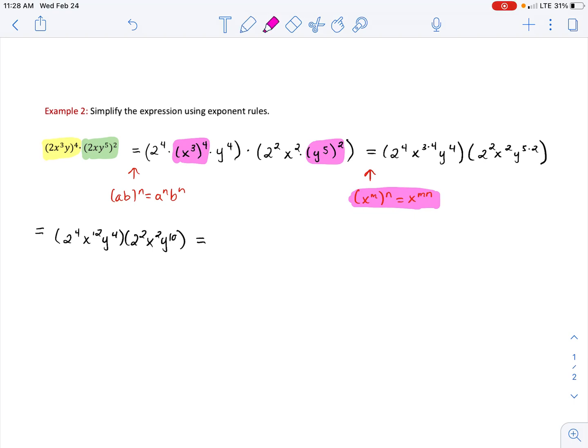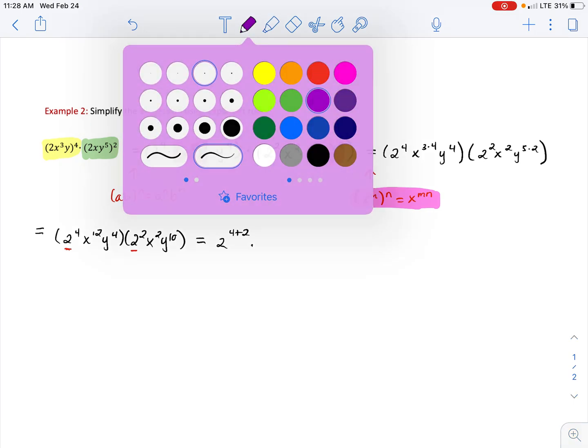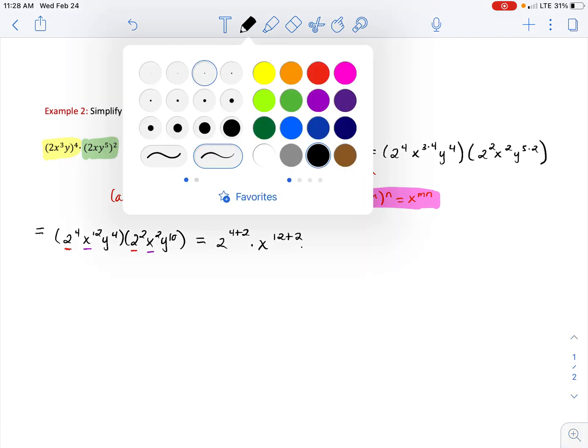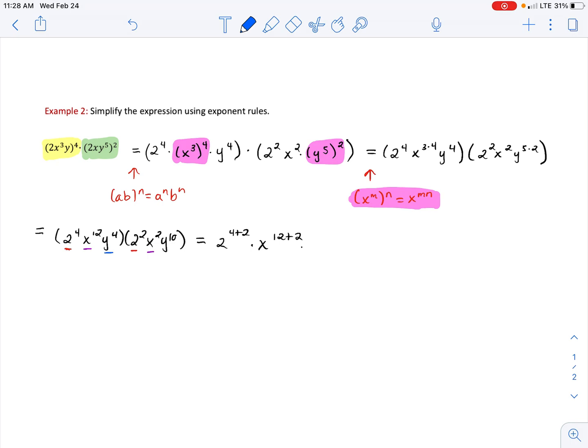And so what I notice here is that these 2's have the same base, right? And so I can say that this is just going to be 2 to the 4 plus 2. And then these x's have the same base here because their base is x. So now this is going to be times x to the 12 plus 2 times, and then these y's have the same base, of course, and so now this is just going to be y to the 4 plus 10.